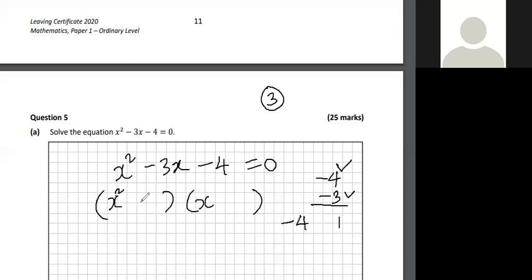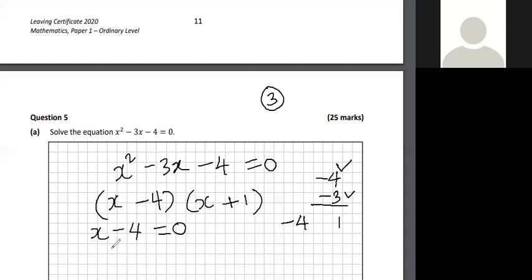Then you put it here. You put minus 4 here. Sorry, I need to remove this square. So this is x, not x squared. So you put minus 4, and then you put plus 1. These are the two factors. Then what do you do now? You pick the first factor, x minus 4, and equate it to 0.